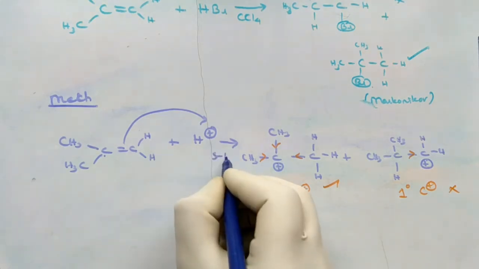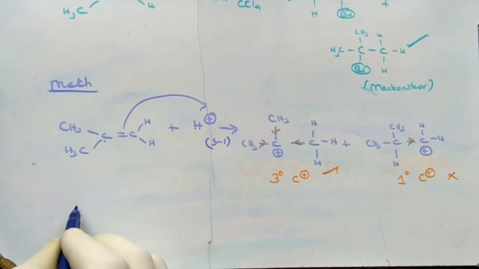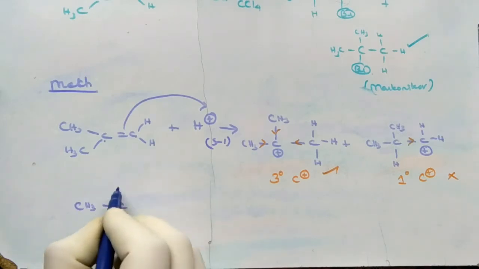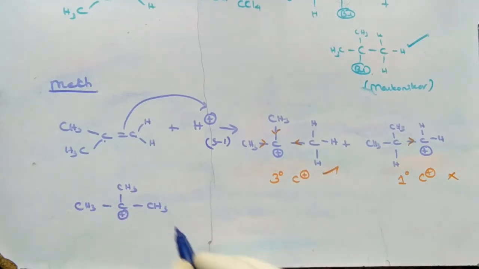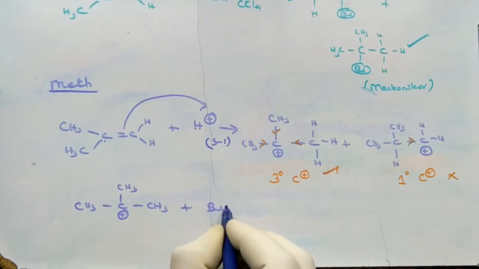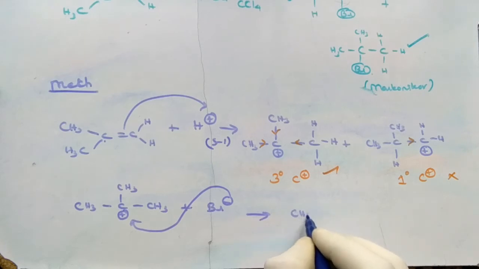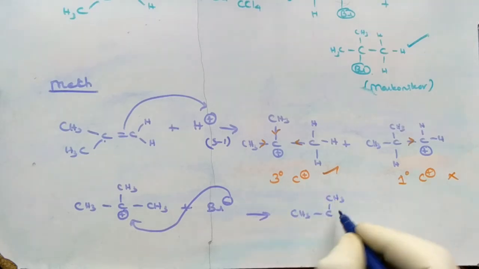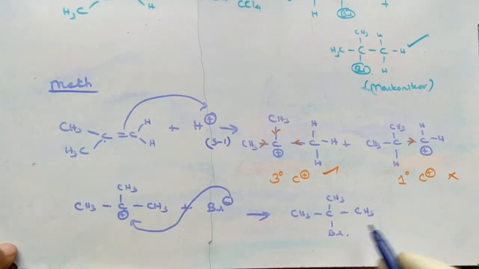So that is the first step. In the second step, bromine, that is the nucleophile, will attack the tertiary carbocation which was formed in the first step. So we will get the saturated product, that is 2-bromo-2-methyl propane. Due to the stability of the tertiary carbocation, we will get this product only, as per the Markovnikov rule.